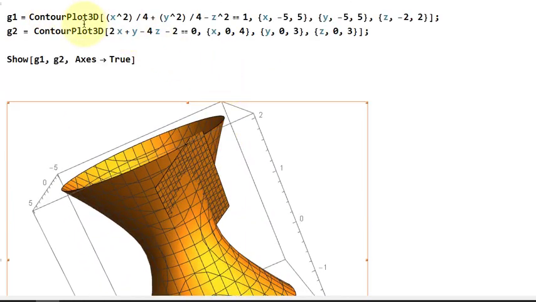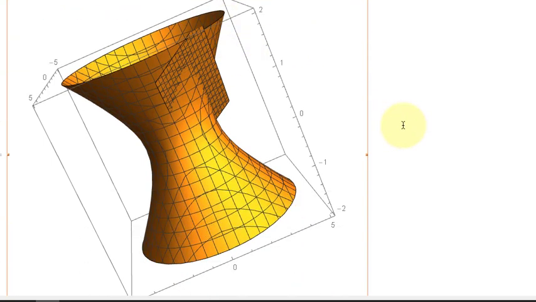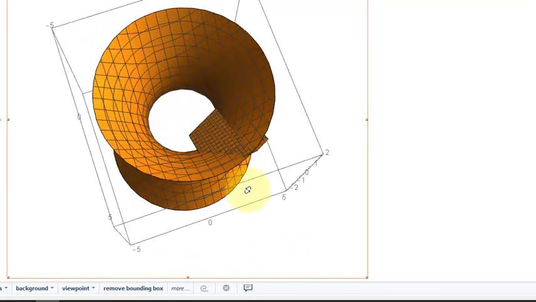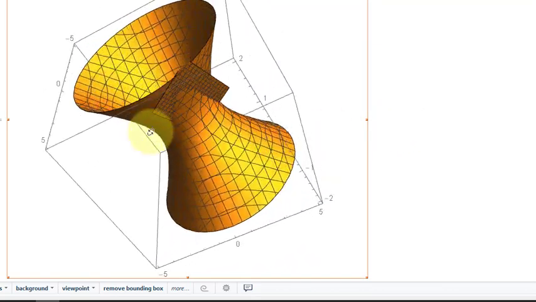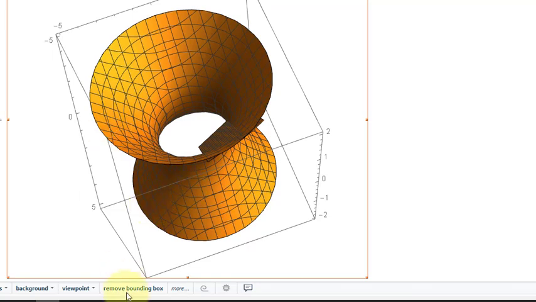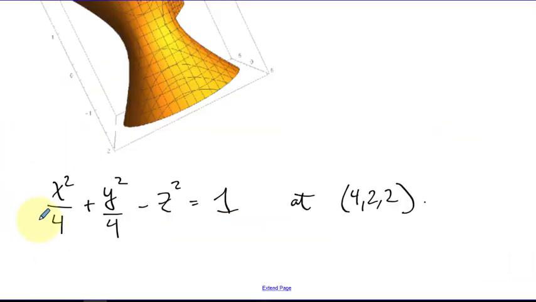These are the commands that I used to graph it, and this is the equation of the tangent plane. I'll get to how we find that in a second. So that's what I'm trying to do: find the equation of that tangent plane and show how to do that. So that's the equation of the surface, and that's the point.